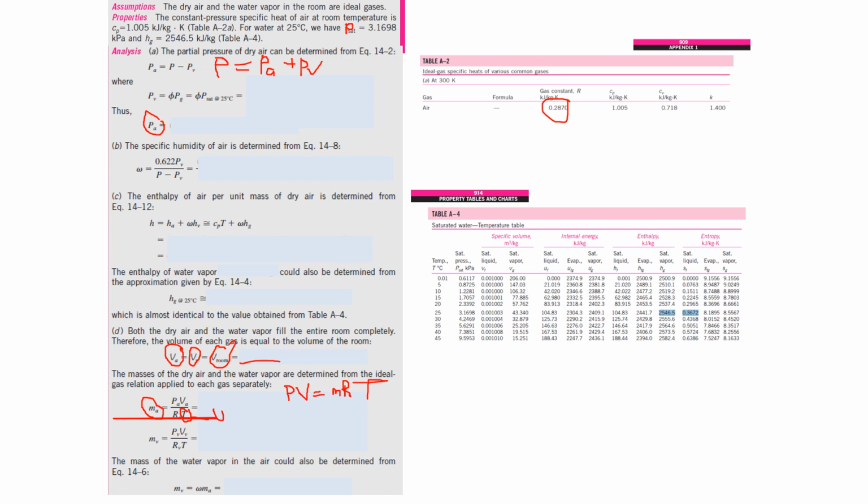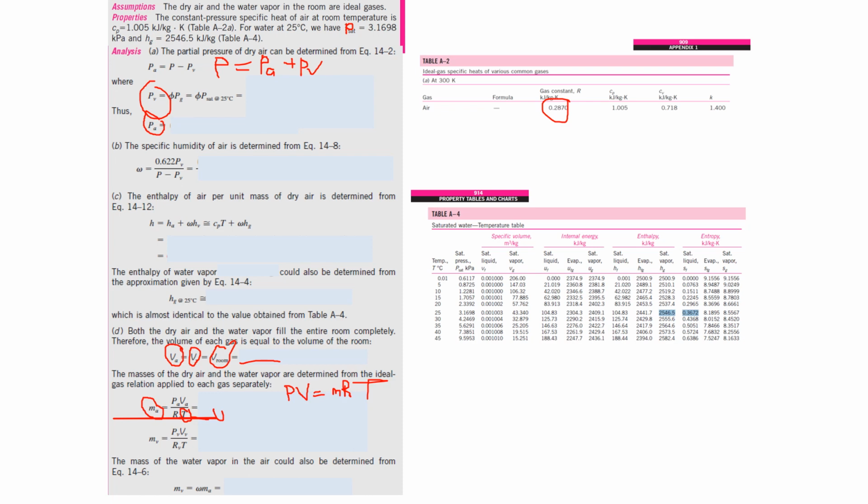Now repeat the same thing for the mass of water vapor. You know PV, so PV is given here. This is our PV, so use that value. Volume is the same, R is again the same value that you have, and then T is the same, and you should be able to get the mass of water vapor.